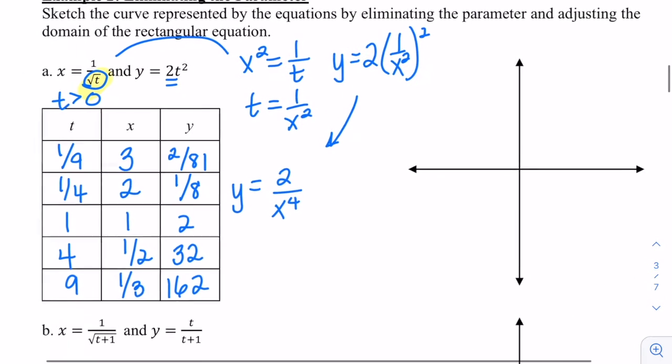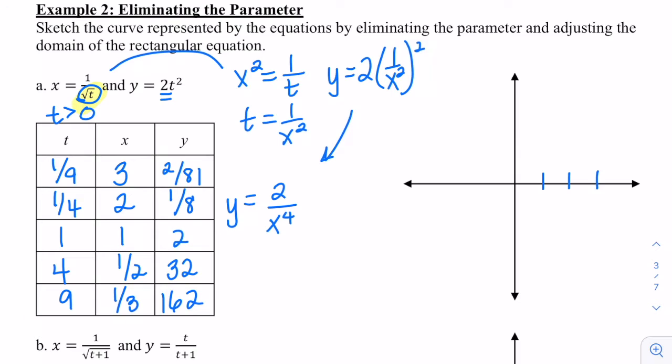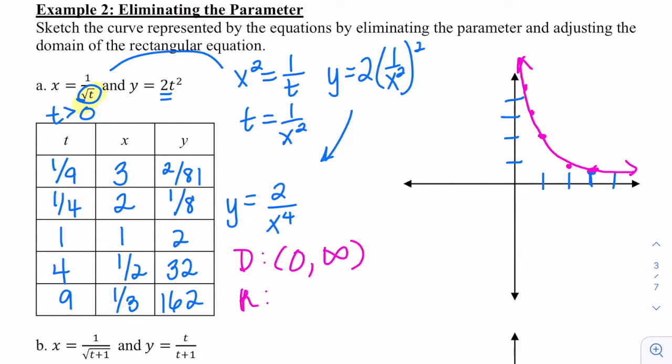So thinking of this curve, when x equals 3, it's going to be very close to 0. When x equals 2, it'll be 1/8. When x equals 1, y will be 2. And then as we get closer to 0, it's going to keep getting higher and higher and higher. So considering this curve, the range and the domain are restricted. So we know the domain will be restricted from 0 to infinity, and the range is also restricted from 0 to infinity.